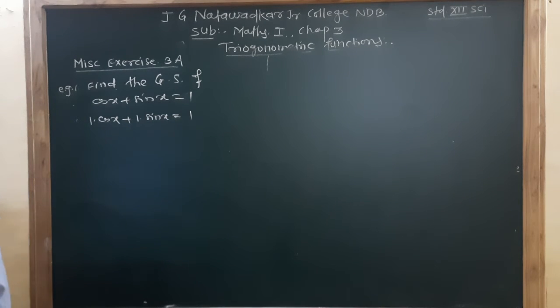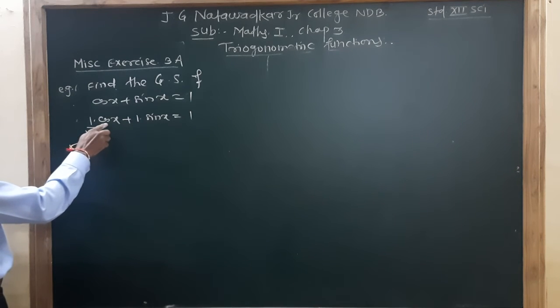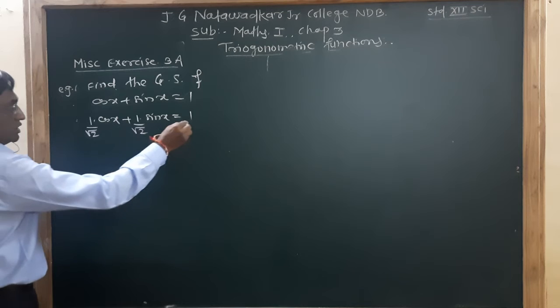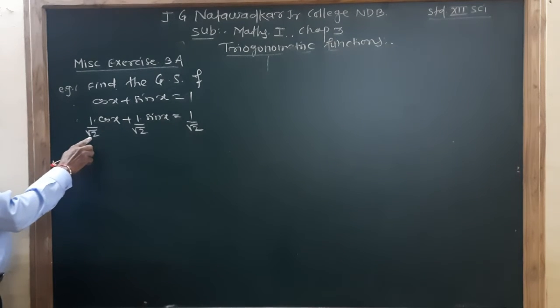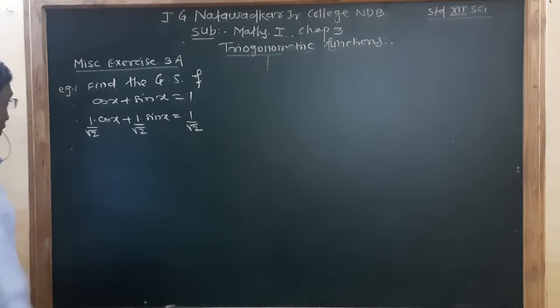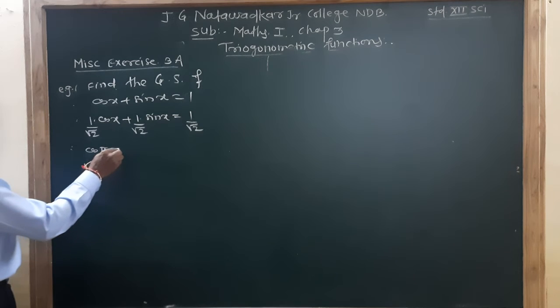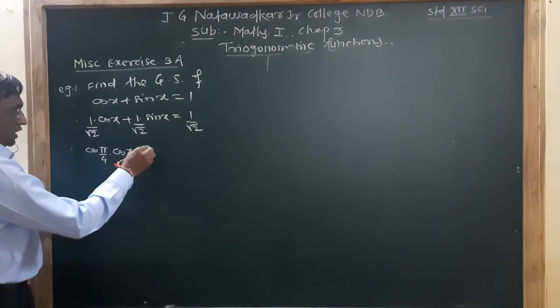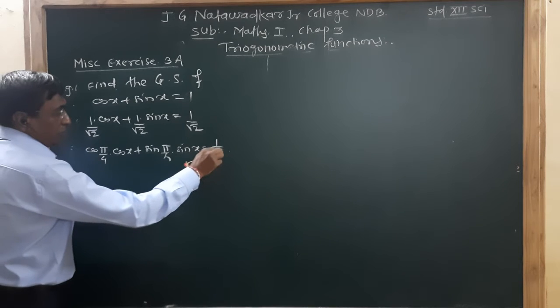Okay, so I will multiply both sides by 1 upon root 2. So we get 1 upon root 2 into cos x plus 1 upon root 2 into sin x is equal to 1 upon root 2. And you know the value of 1 upon root 2 is the value of cos 45 and also the value of sin 45. So instead of 1 upon root 2 I can write cos 45, that is cos pi by 4, into cos x, plus sin 45, that is sin pi by 4, into sin x, is equal to 1 upon root 2.